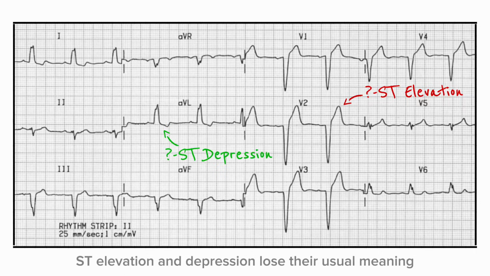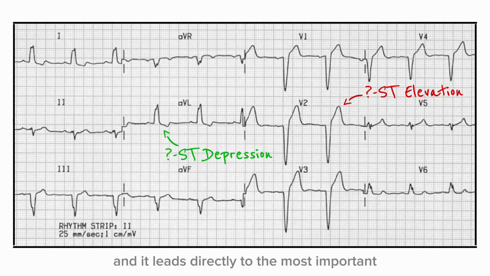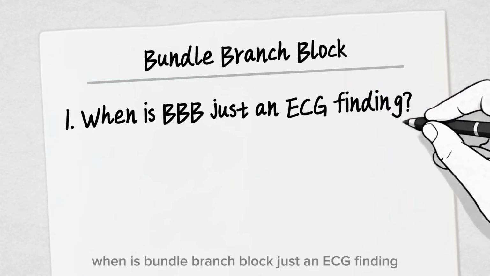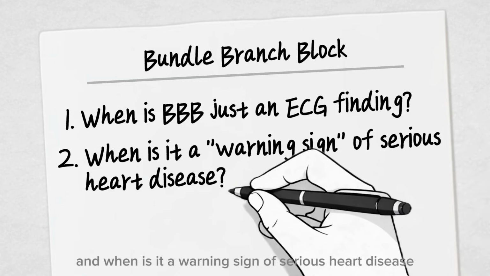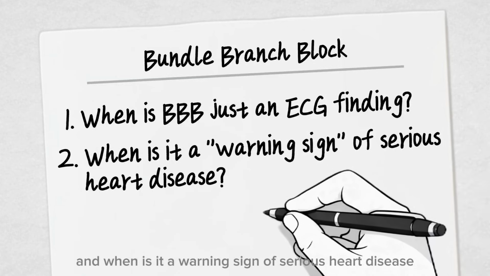ST elevation and depression lose their usual meaning. This makes left bundle branch block a dangerous mask. And it leads directly to the most important clinical question. When is bundle branch block just an ECG finding? And when is it a warning sign of serious heart disease?